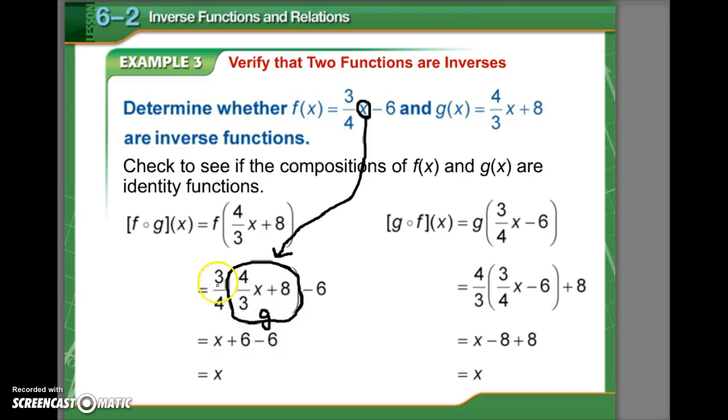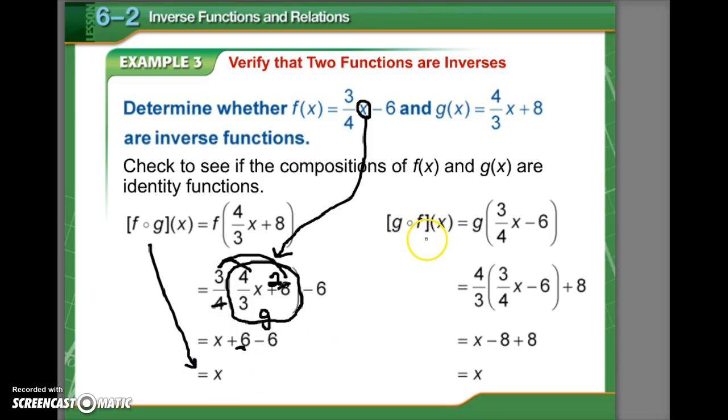When we do this, we're not going to simplify yet. We're going to be distributing 3/4. 3/4 times 4/3: you should be able to see that 3/3 cancels and 4/4 cancels. So 3/4 times 4/3 x is just going to give us x. Then we do 3/4 of 8, which is 8 divided by 4, giving us a 2, and 3 times 2 is this 6 right here. And then we have minus 6. Simplifying, obviously 6 minus 6 is 0. So right here, f composition g, we just get x.